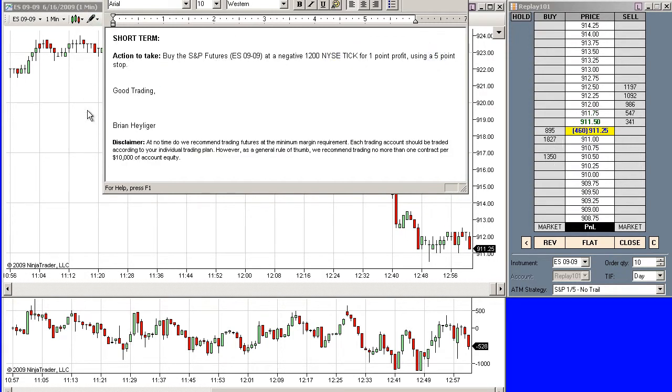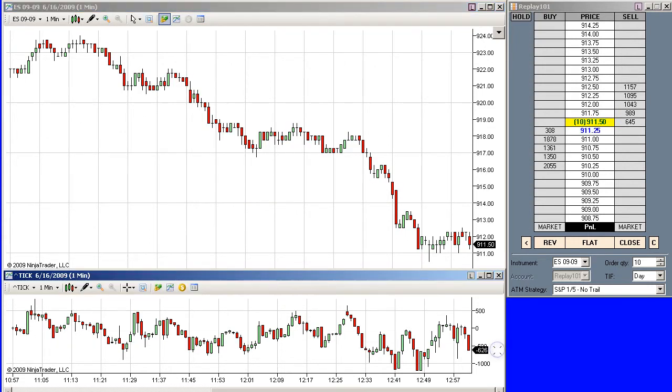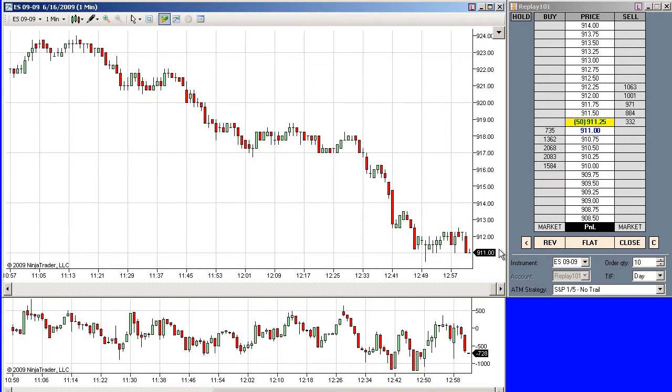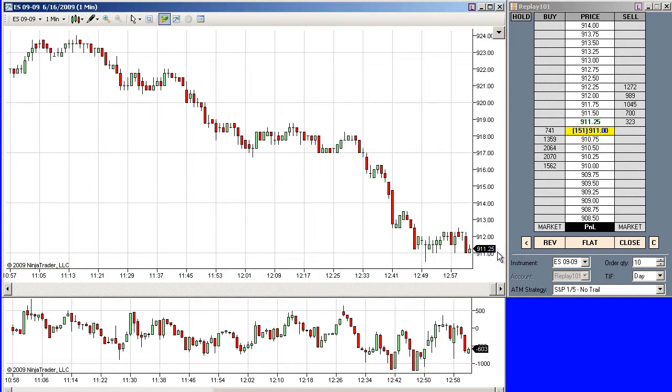So what we're really waiting for here is for the NYSE tick down here to reach negative 1200. If that happens, then you should buy the S&P 500 futures, which is up here, at the exact price that it's trading at when the tick hits negative 1200. So say if we were to buy at negative 566, you would buy the S&P at 911 now, or 911.25. That's kind of how the signal works. So then if that was the case, we would enter here at 911.